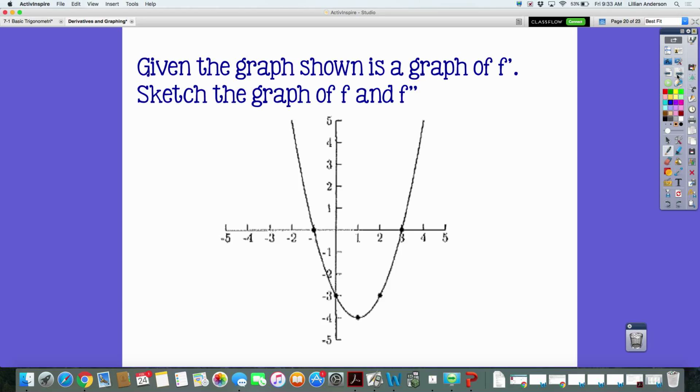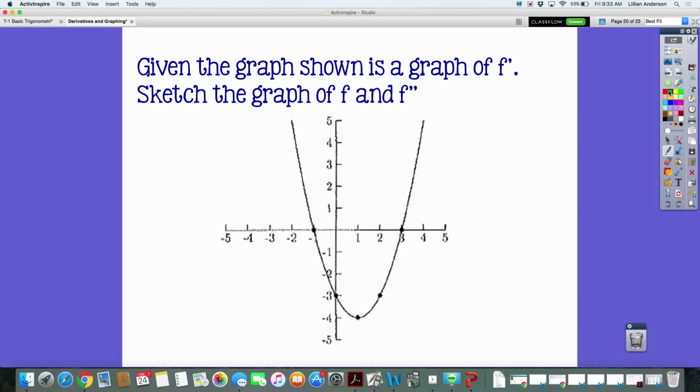Okay, we'll graph the original. We'll do this in red, green. Okay. So, think about it. This is the graph of the derivative. The derivative tells us where the original graph is increasing. It tells us where there's a max or a min. Those are two things that the derivative tells us.